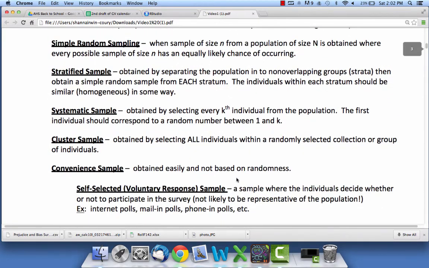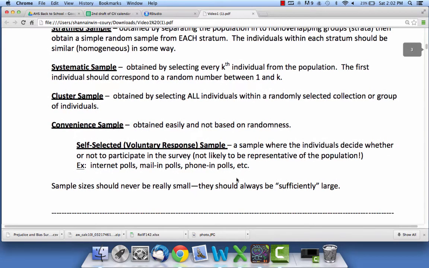A convenient sample is one that you can just easily get, so there's really not randomness involved. So that could be standing outside Walmart and asking people as they go in, posting it on Facebook, something like that where it's just easy. So there's self-selected sample where the people decide whether or not to participate, which also happens when you're standing outside Walmart and posting on Facebook.